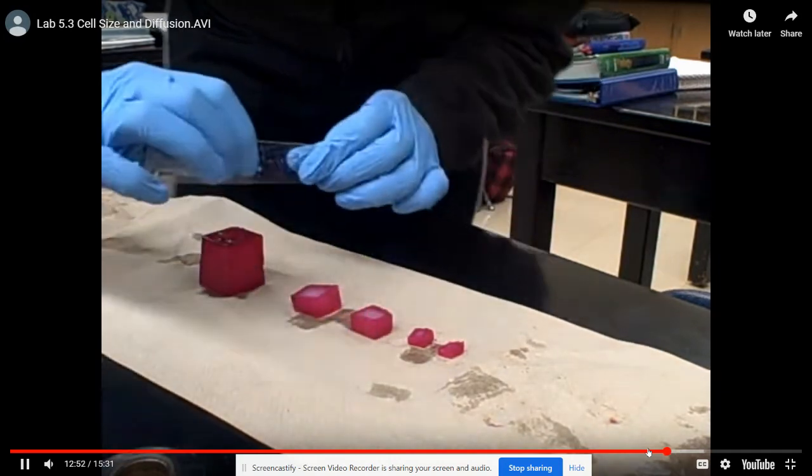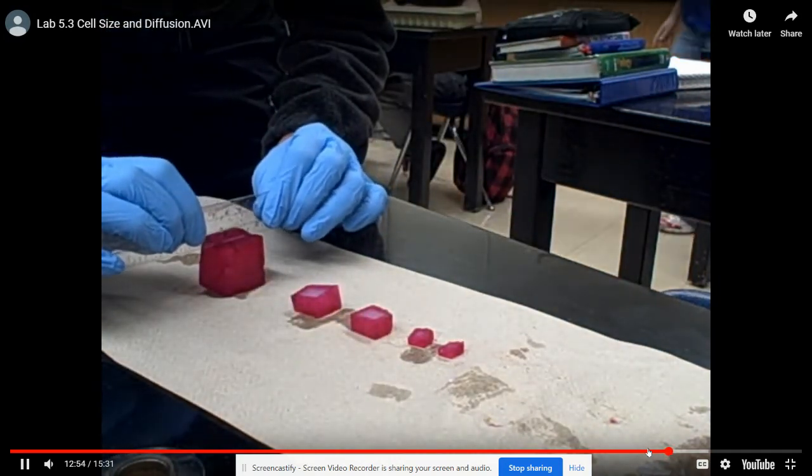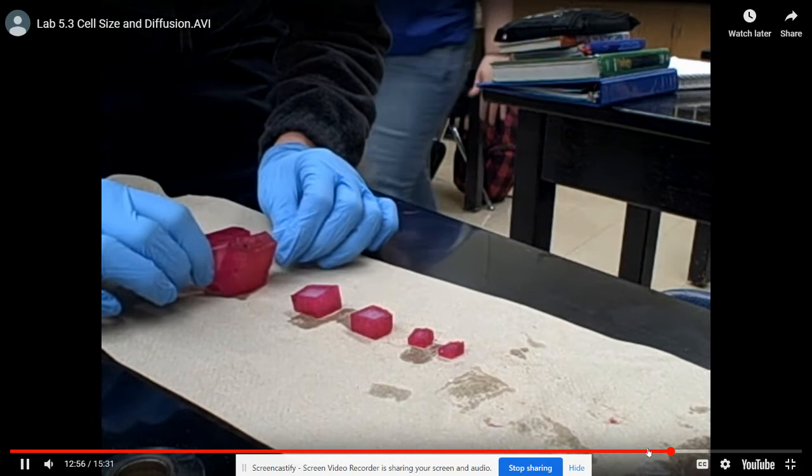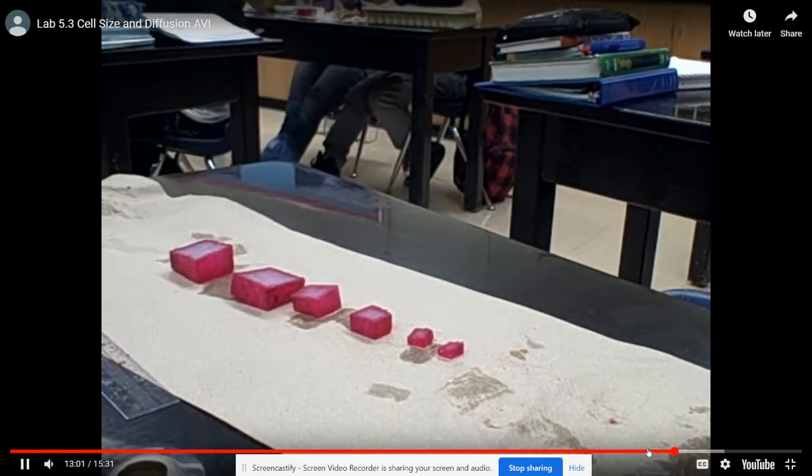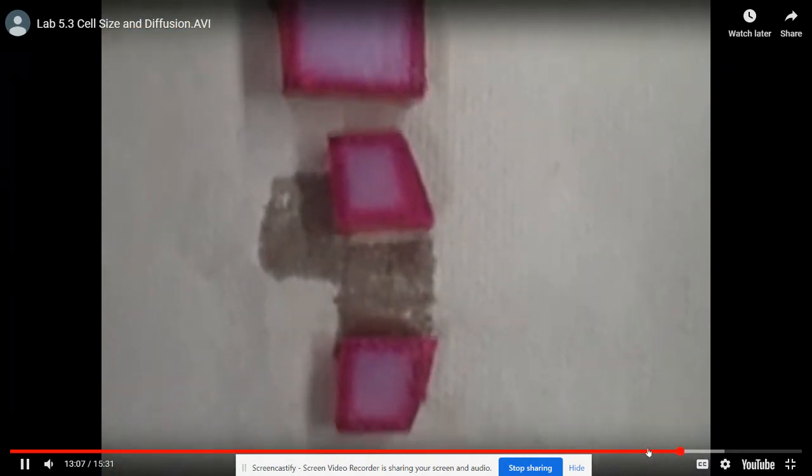So you can see on that middle one, there's still some white, as well as that one all the way to the left. The sodium hydroxide did not diffuse all the way into those cubes. But the smallest cube, there's really no white area left.